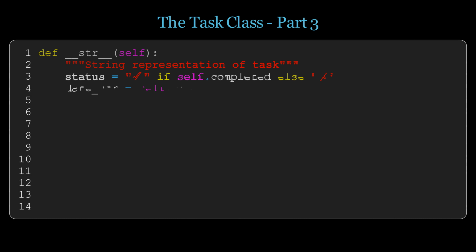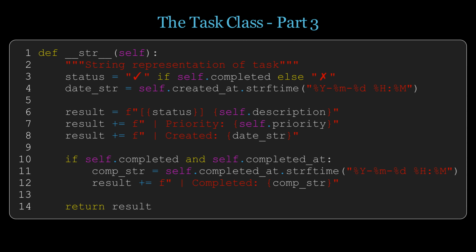Next, we need string representations of our tasks. The str method will format tasks for display, and we'll add a method to convert tasks to dictionaries for file storage. These methods handle data presentation and serialization. The str method creates a formatted string representation of the task. We use a checkmark if completed, an X if not.